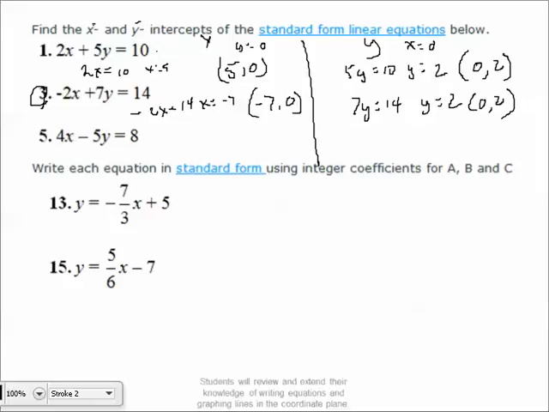Let's try it with this last one down here. We're going to have y equal to 0. We're finding the x-intercepts here. Okay? So y is equal to 0. So that's 4x is equal to 8. x is equal to 2. So I'm going to have (2, 0). That's going to be my x-intercept.